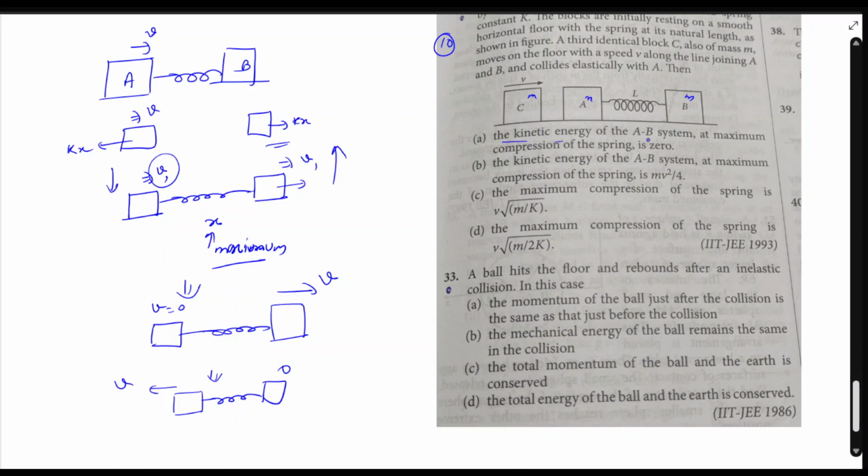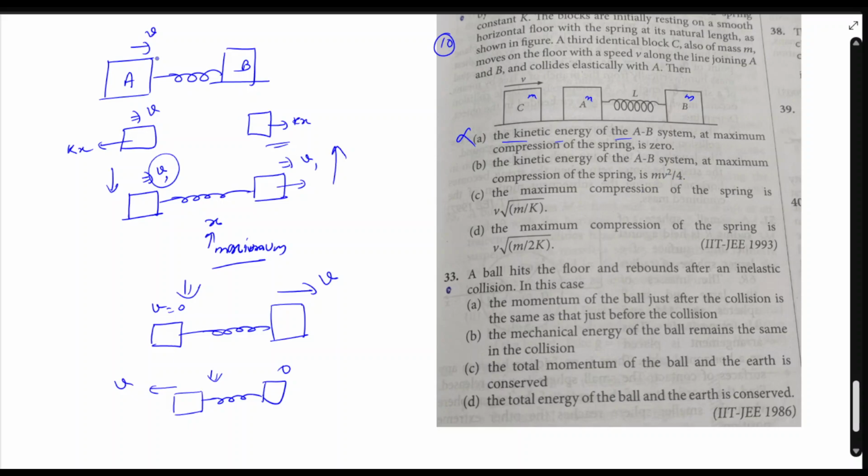The kinetic energy of A and B system at maximum compression is zero. No, at maximum compression they have some kinetic energy. So option A is wrong, right? Option A is wrong. The kinetic energy of A and B system at maximum compression is mv square by 4.